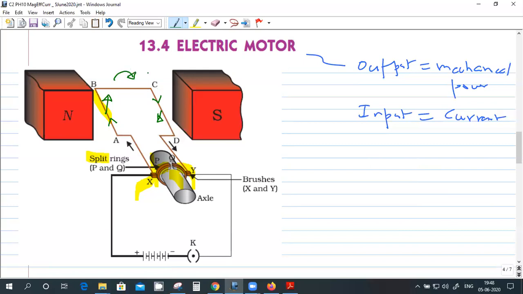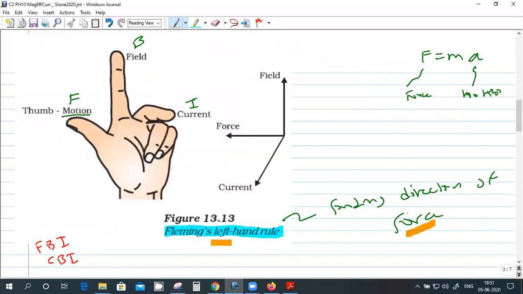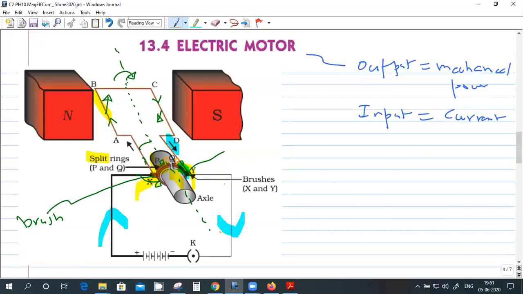But it will not move up or move down, because these two forces cancel. It will only create a rotational motion. And moreover, it will be fixed here somewhere. This axis will be fixed, which is not shown. Okay, so it will start rotating. So when it rotates, this part will also rotate, and this part, which is touching this one, this is a small rectangular thing, called a brush. Using the left hand rule, FBI, we get the direction of coil rotation as clockwise.